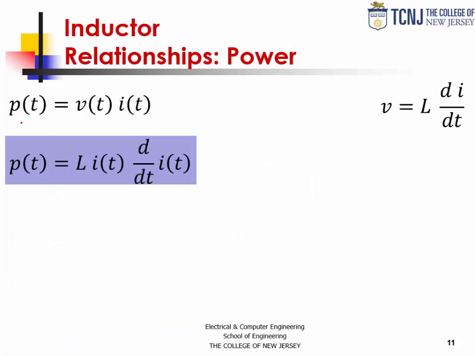Again, for the inductor, power is also voltage times current. So we can do similar operations as we did with the capacitor, and recall that the voltage is equal to the inductance times the derivative of the current. And we have that the power is equal to the inductance times the current times the derivative of the current.